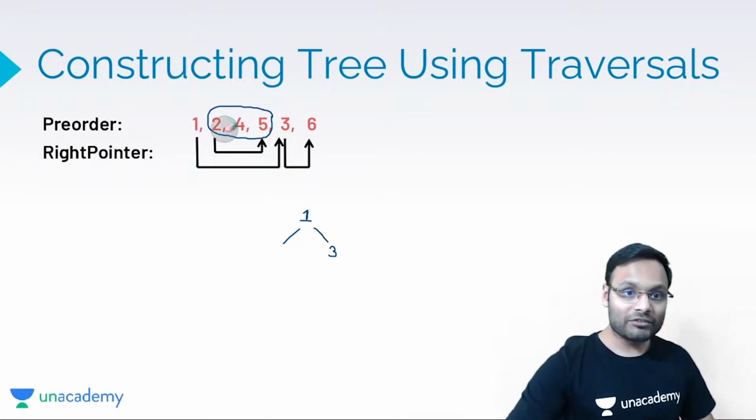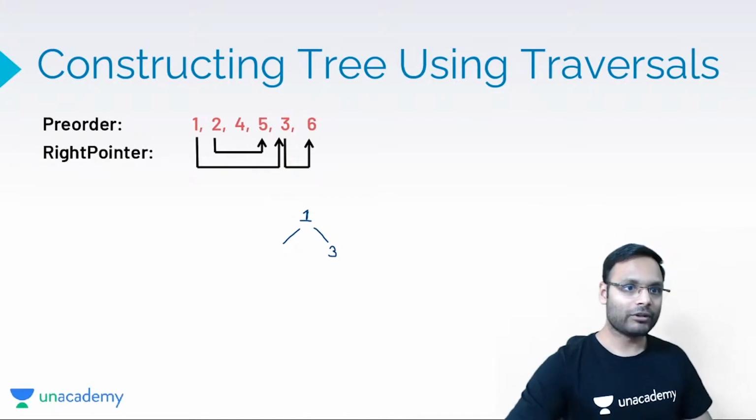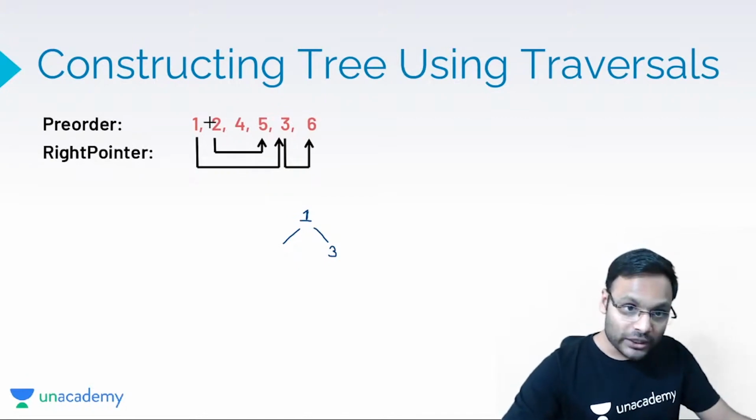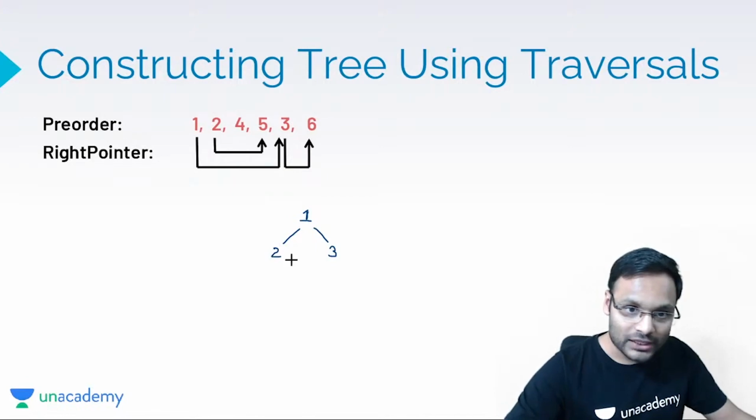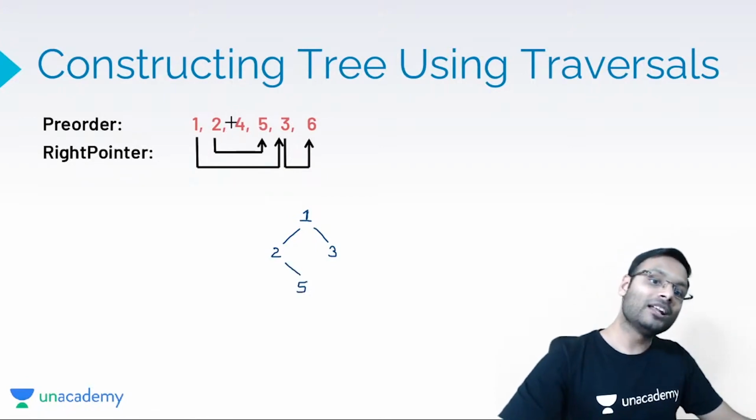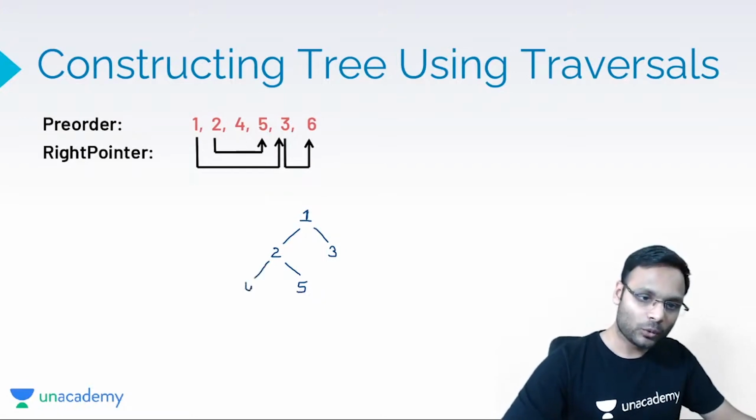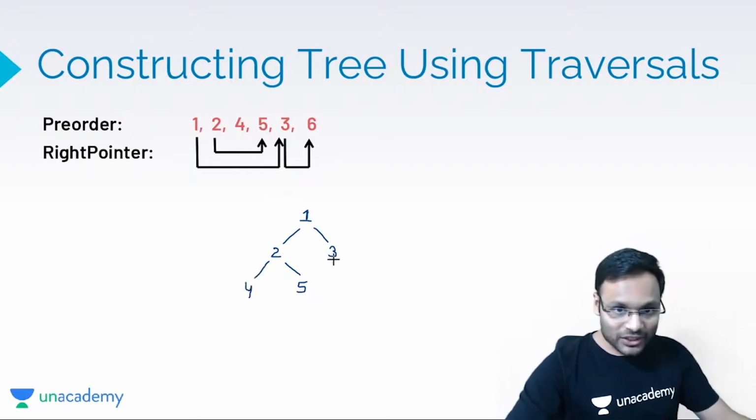Now, what is in the left subtree? 2, 4, 5. Fine. Root is the first symbol, 2. Is there any right child of 2? Yes, 5. Between 2 and 5, whatever comes should be in the left of 2. 4. Root is 4.